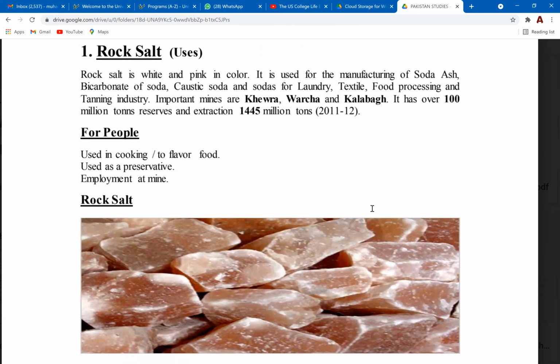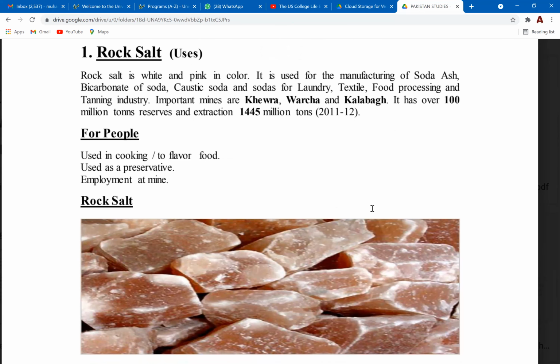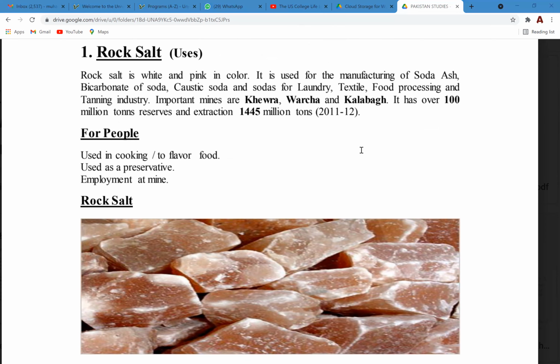And okay, rock salt is the first example of a non-metallic mineral. It's also used for cooking purposes. It's also used for baking, for the making of baking soda, for textile industries, food processing industries, tanning industries, and it's found in Khewra mines, Kalabagh area, Warcha area. Has anybody been to Khewra mines near Kallar Kahar, the salt mines there? Do you guys know about Khewra mines?